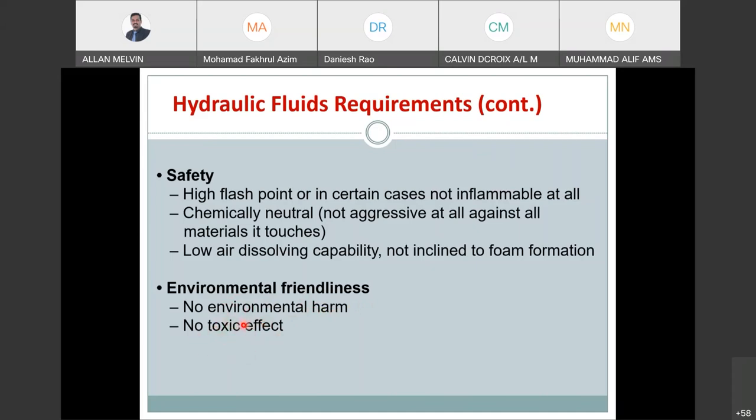So toxic is related to chemical, so chemical disposal. Environmental is normally related to disposal, or like I told you earlier, in terms of leakage or whatever, make sure no toxic effect.